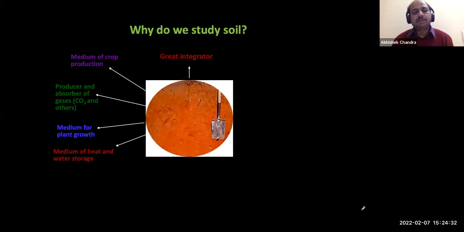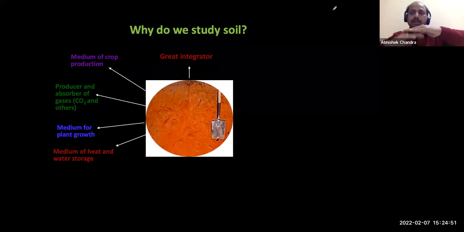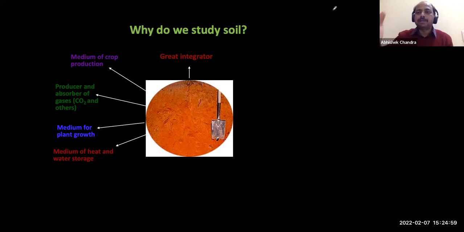It is the medium of heat and water storage. If you assume that 100% of energy is coming from the sun, then think about this: 66% is reflected back to the atmosphere, and only 34% is absorbed by the earth's surface, which is used for all the nutrient cycles, carbon cycle, nitrogen cycle, phosphorus cycle, water cycle, water evaporation, and condensation. Every process happens with the help of absorbed heat.